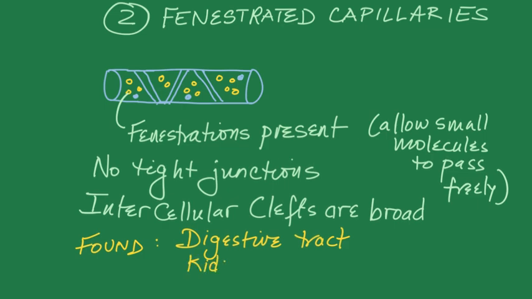As a result, fenestrated capillaries are the perfect type of capillaries to be found in the digestive tract and kidneys where absorption takes place. When there is absorption, molecules are moving very quickly into the capillary.